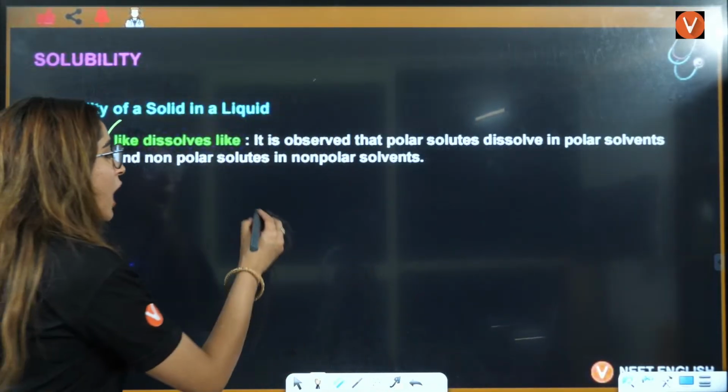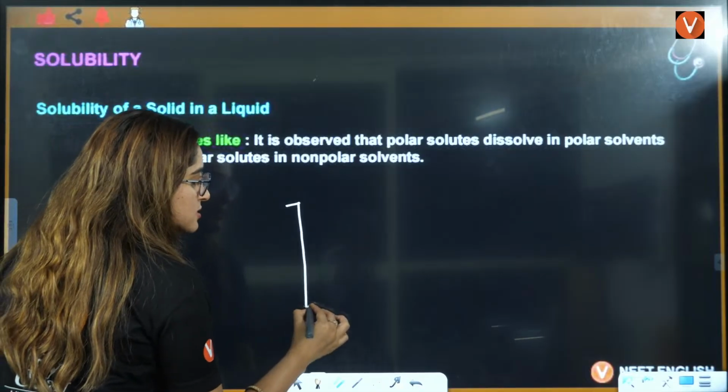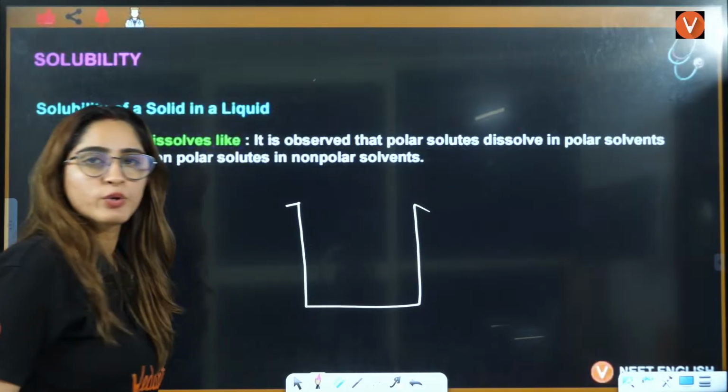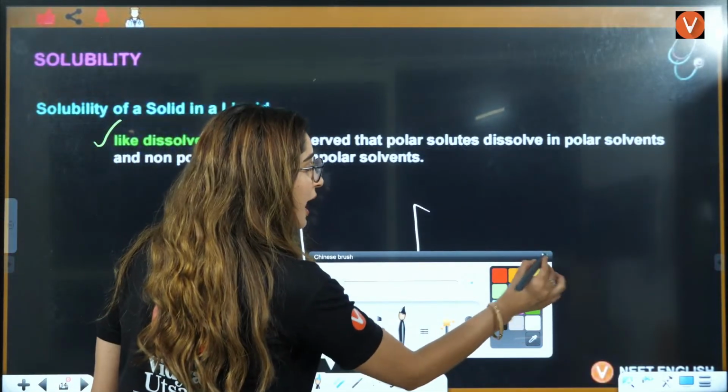Okay. So now if you see this here, this is a beaker, and you have added water into it.